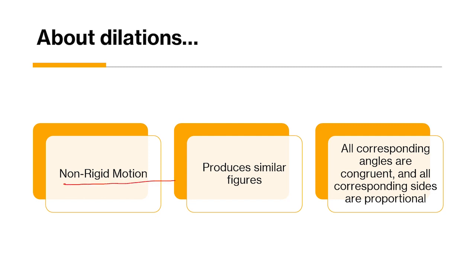Out of the 4 transformations, you have reflection, rotation, and translation. Those are all rigid motions. They do not change the size of a figure. Dilation is the only transformation that changes the size of a figure. It does, however, produce a similar figure because it has the same proportions. Also, all corresponding angles are congruent and all corresponding sides are proportional.